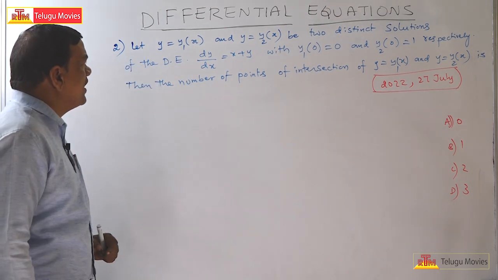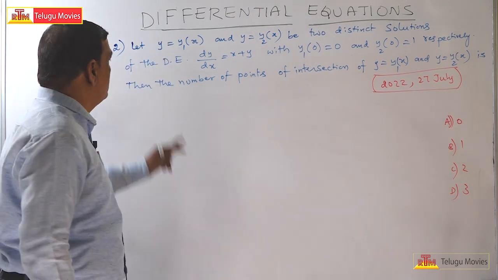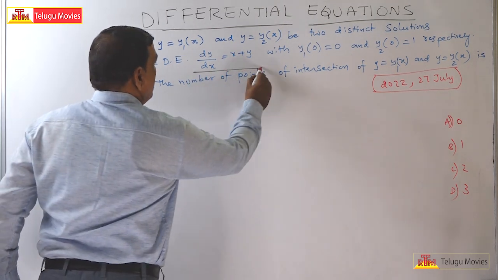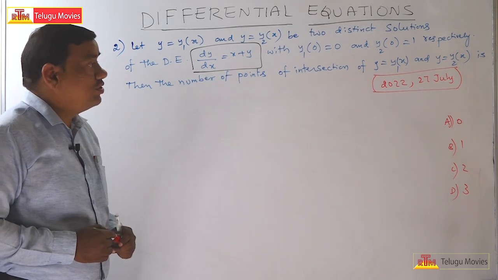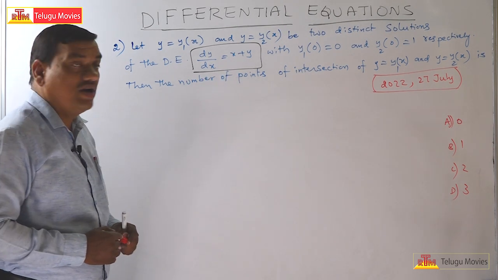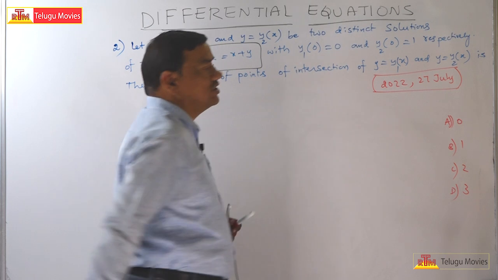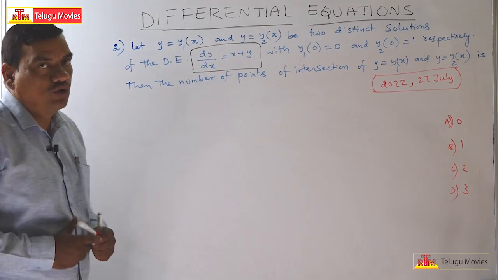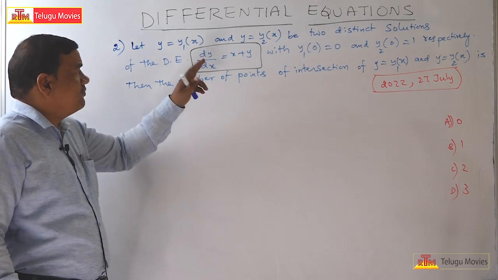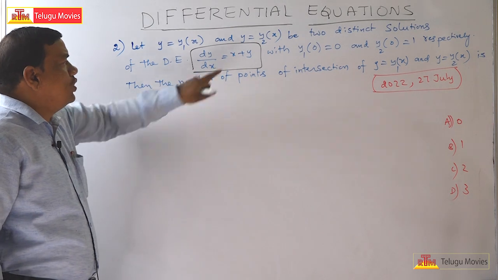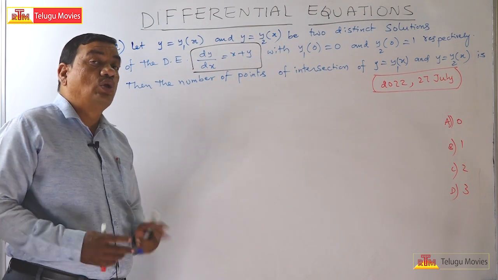Let y is equal to y1 of x, y is equal to y2 of x be two distinct solutions of the differential equation dy by dx is equal to x plus y with y1 of 0 is equal to 0, y2 of 0 is equal to 1 respectively. Then the number of points of intersection of these two curves, that is y is equal to y1 of x and y is equal to y2 of x. First let us solve. There are two curves, and for both the curves this is the solution.